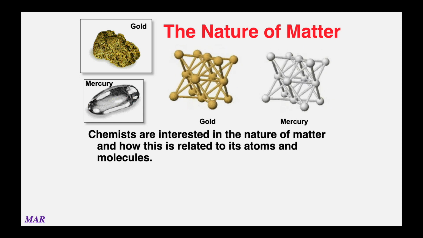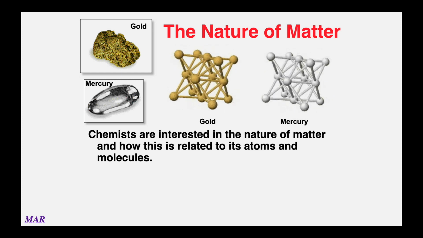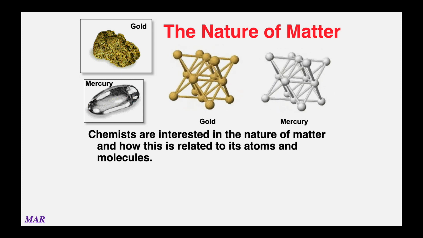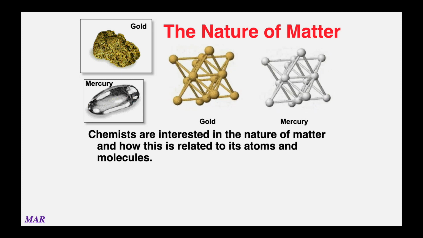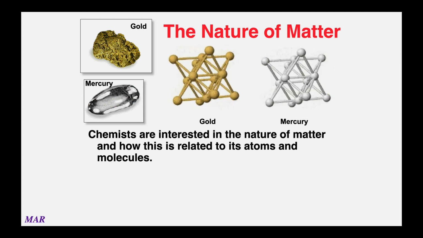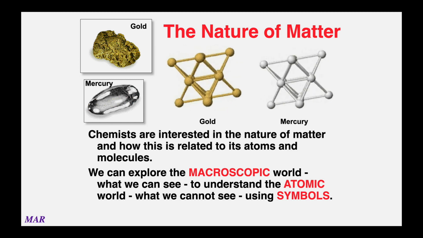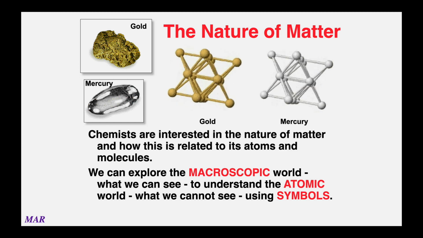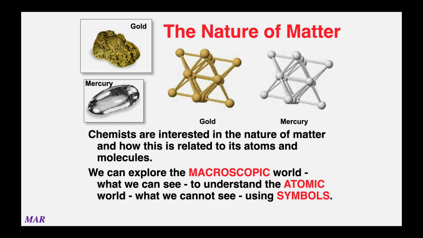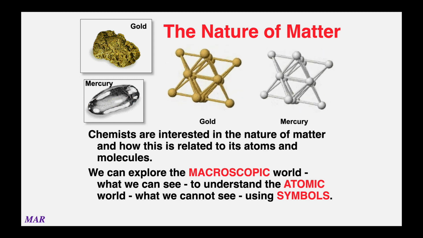So chemists are always interested in the nature of matter and how it relates to the atoms and the molecules. In this example, the atomic level looks quite similar, but in the real world, in the pictures on the upper left, the elements look a lot different. As a chemist, you have to be thinking about what I call the macroscopic world, the world we interpret through our eyes. Gold looks different than mercury. No problem. Water looks different than table salt, absolutely.